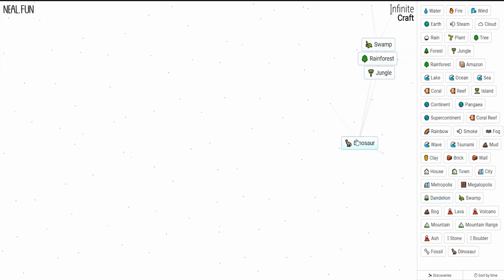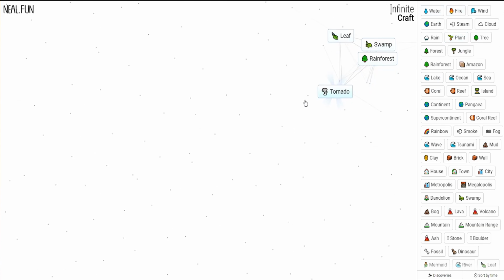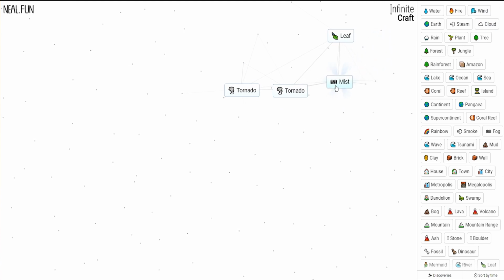Okay, well, we made a dinosaur. Awesome. It's an animal, but it's not what I want or what we need. A mermaid. That's a person. That's a river. What about like a creek? Can we make a tiny river? Wind in the jungle make tornado. Okay. Rainforest, tornado, swamp, mist.